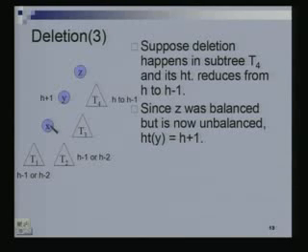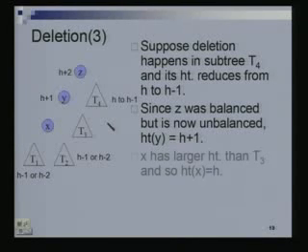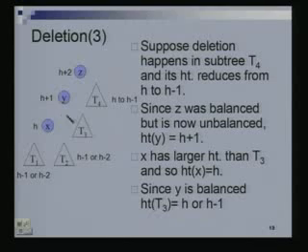Okay, now X is the one, of the two of these, which has larger height. So what is the height of X? So height of X is h. What can I say about the height of T3? It can be h. So since Y is balanced, this can be h or h minus 1. Yeah, because Y is balanced. Good. I'll take these in the next slide.